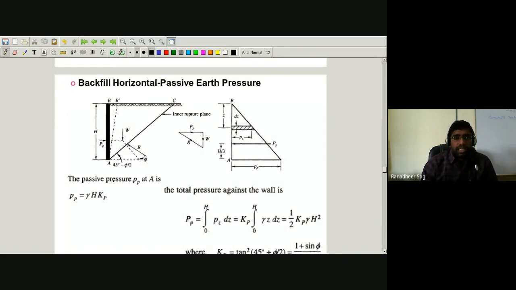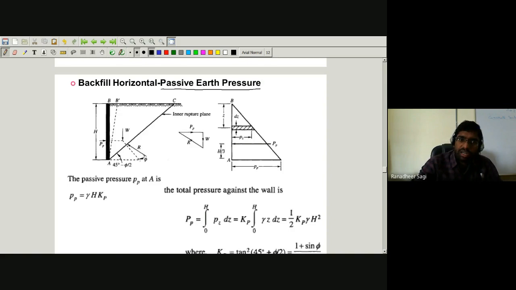Next, in the case, if you are looking at the same thing, it's a smooth vertical retaining wall with a backfill which is horizontal. Earlier also what we talked about is a smooth vertical retaining wall with horizontal backfill. But earlier was for your active earth pressure condition. Here it is for your passive earth pressure condition. That's it. Otherwise, there is nothing much difference.